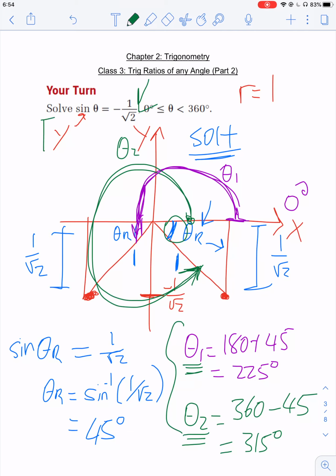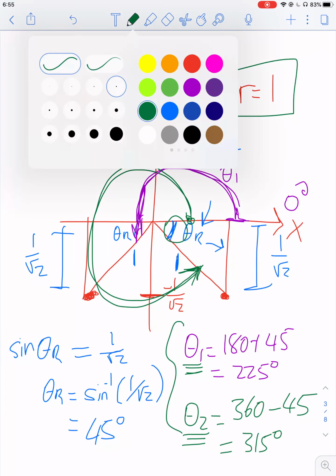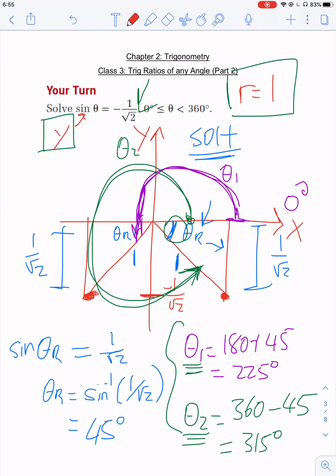But, again, the trick is always the same, okay? So consider sine as y. When you do that, it forces your radius to be 1, right? And then you will have two dots all the time that will respect this condition. Draw your terminal arm, draw the right angle triangle, find the reference angle, and then use the reference angle to calculate theta 1 and theta 2, okay? So sometimes you might have to add the reference angle, sometimes you might have to subtract the reference angle. The picture will tell you when to do what, okay?